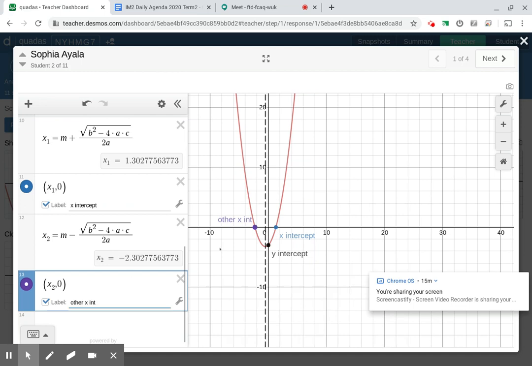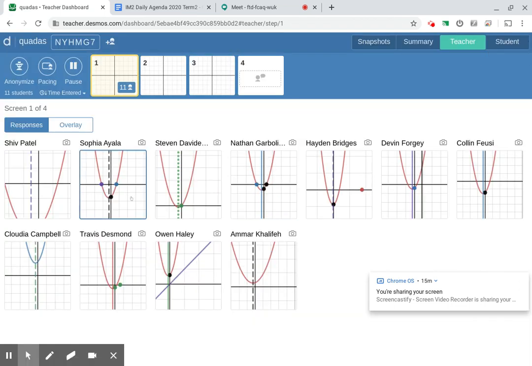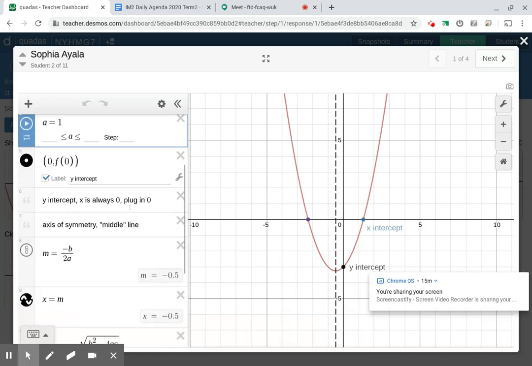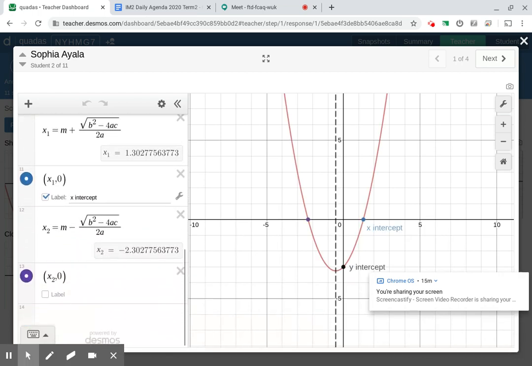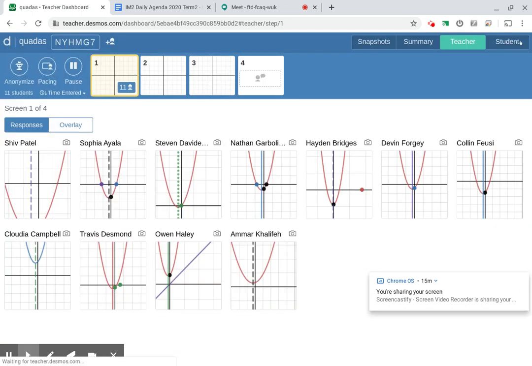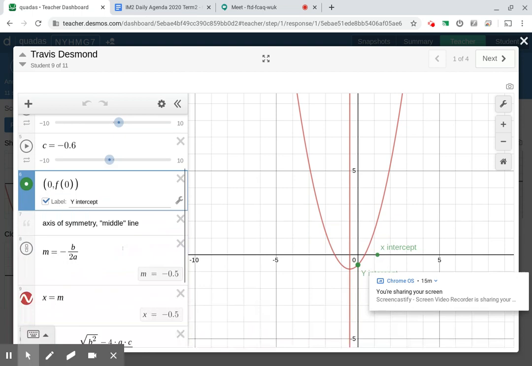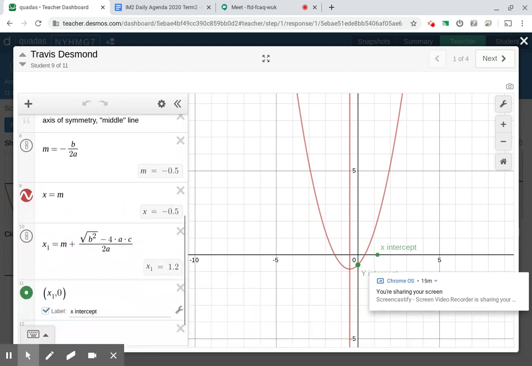All right, let me jump out of here to see what you guys are up to. Okay, so we got the x-intercepts. Nice. Go ahead and label your x-intercepts. Okay, let's see, Travis. Let me see if we can help you out here. The middle, x equals m.